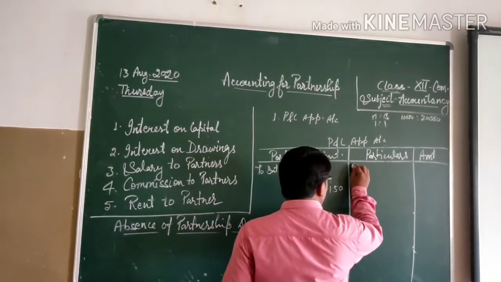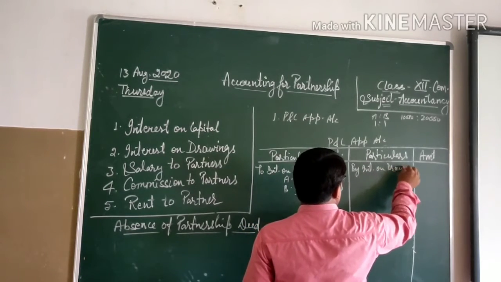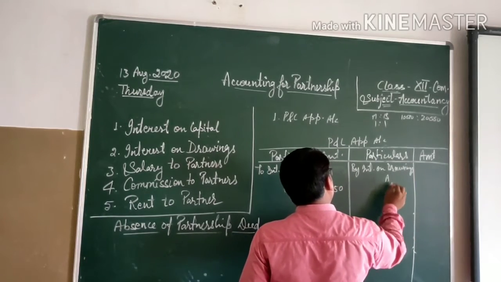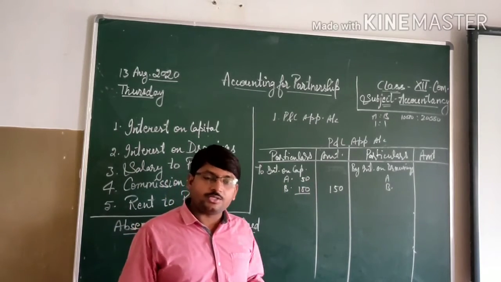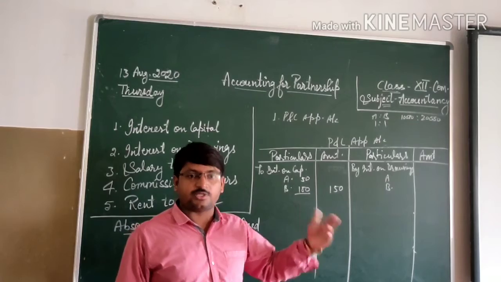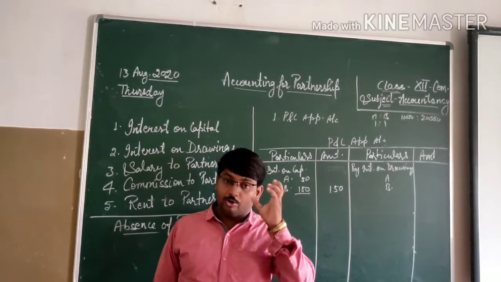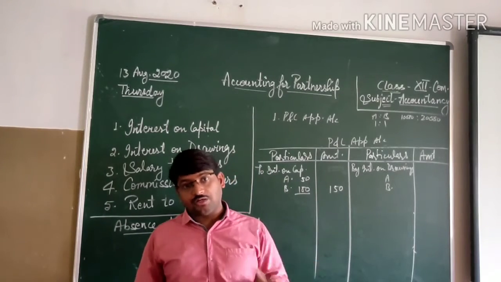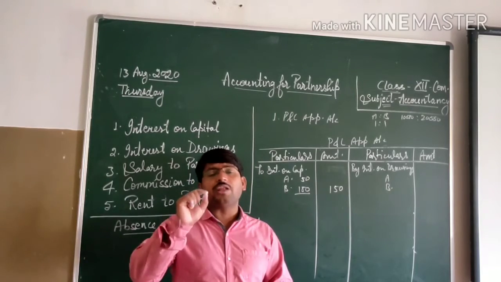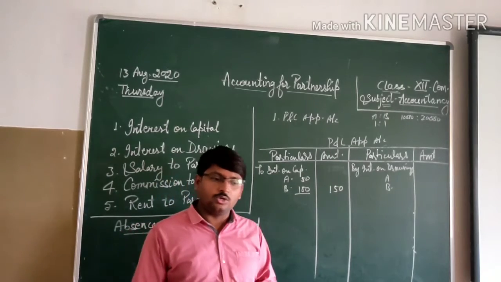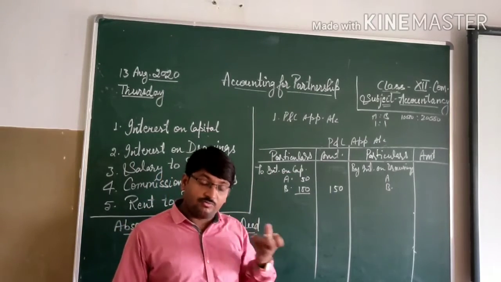So how do you have to show it? By interest on drawings, A and B. Whatever amount they have taken, on that basis we have to calculate the interest on drawings as per the given rate of interest. But be careful, it is a very important topic, interest on drawings. It is a very lengthy topic, lots of cases are there in it, on how you have to calculate the interest on drawings. But I am going to tell you the very common one right now. After that we will discuss it very deeply, because it has lots of methods.